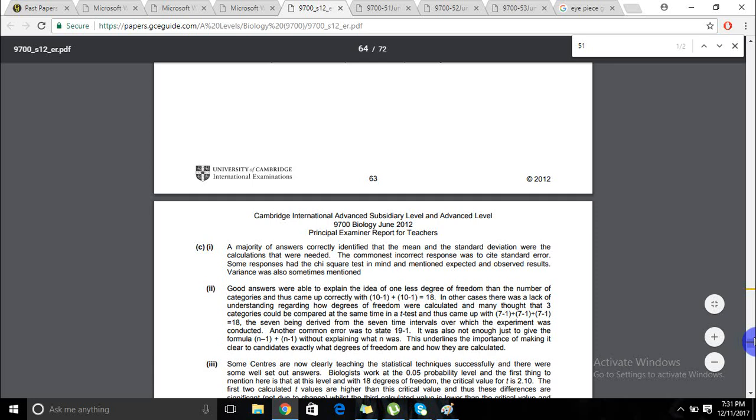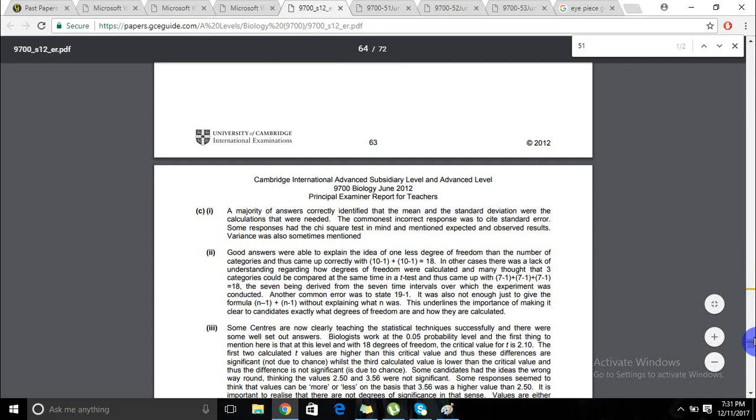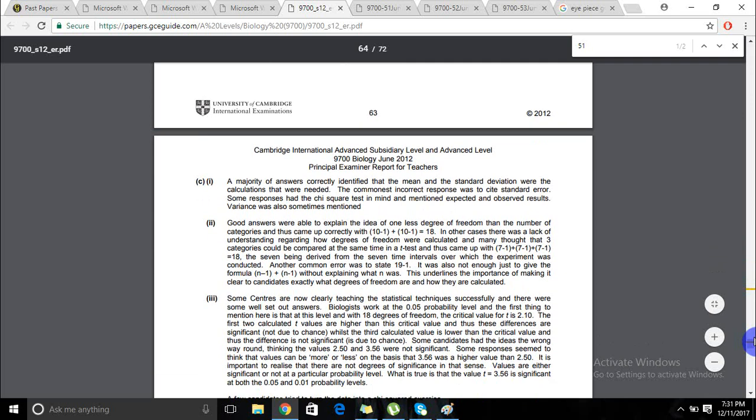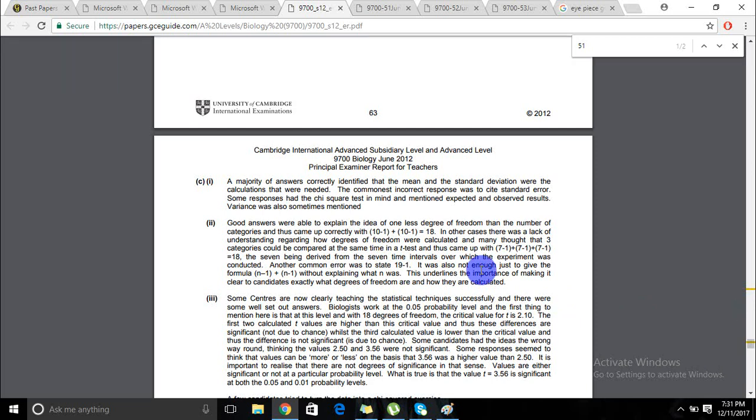Some had the chi-squared test in mind. What the hell? Expected and observed. Variance is basically the standard deviation, except you haven't taken the square root. Good answers were able to explain the idea of one less degree of freedom than the number of categories, and thus came up correctly with 18.